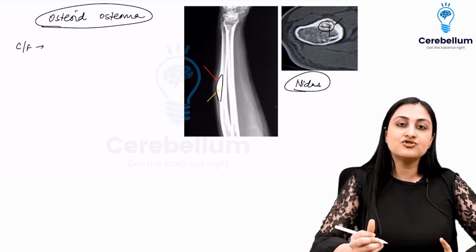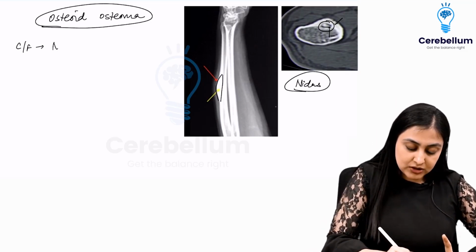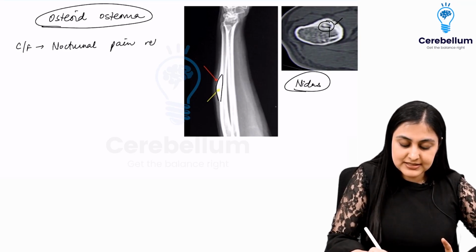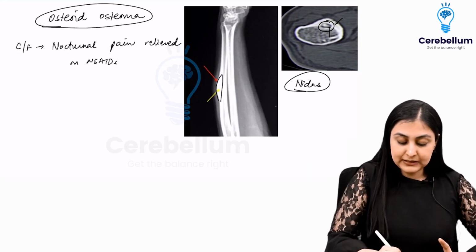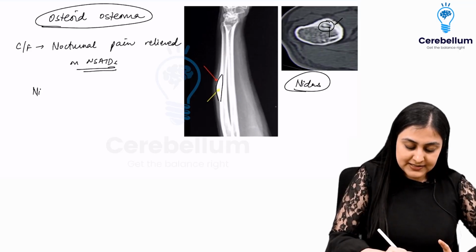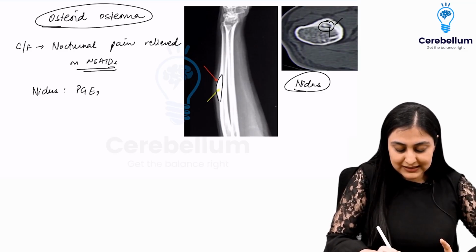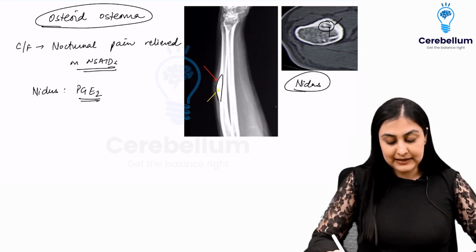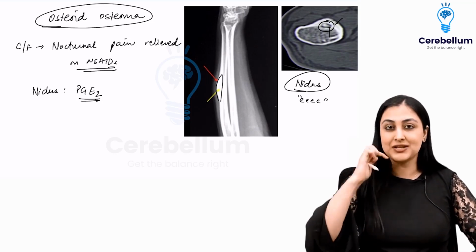So here the history that would be provided to you is there is a person who's having nocturnal pain, severe pain in the night that is relieved on NSAIDs. So why such a typical history? There's a very typical history because this nidus that we talked about within the osteoid osteoma produces prostaglandin E2. How to remember? Not any other prostaglandin. It's pain. So you want to remember E. We go E when we have pain.